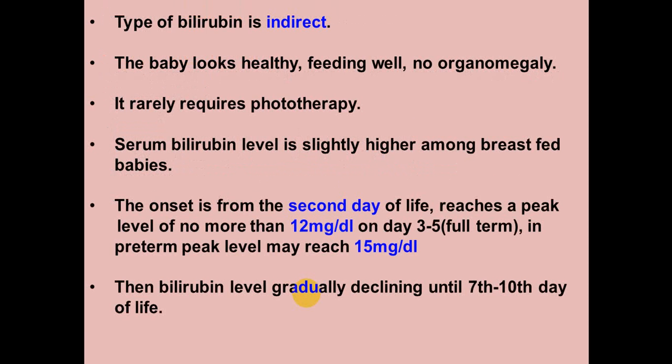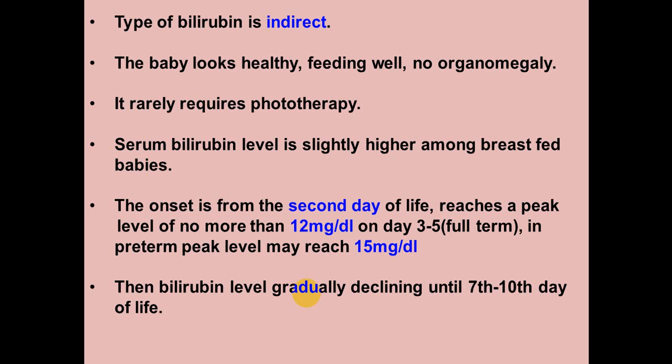What are the criteria of physiological jaundice? The bilirubin is mostly indirect. If it is direct, it is not physiological jaundice. The onset of presentation will be from the second day of life, not from the first day of life, so it is physiological. The baby looks healthy, feeds well, has no organomegaly, and rarely requires phototherapy.